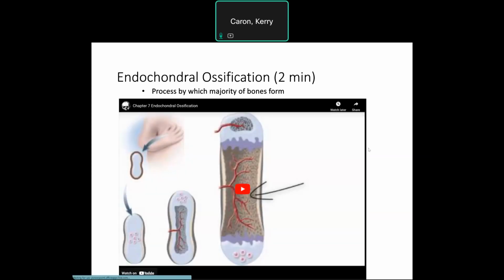Okay, so I liked that one. This is showing endochondral ossification, which is how the majority of our other bones grow.